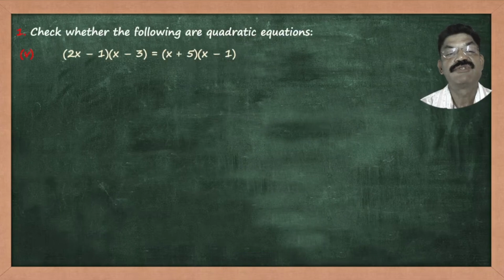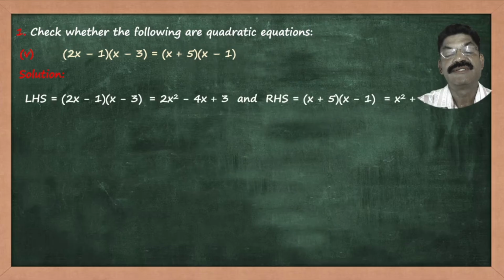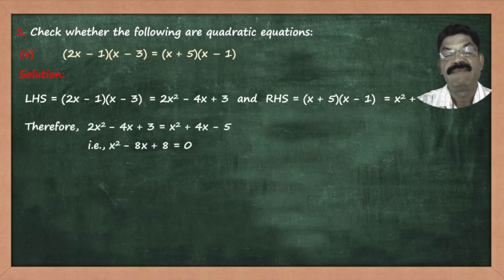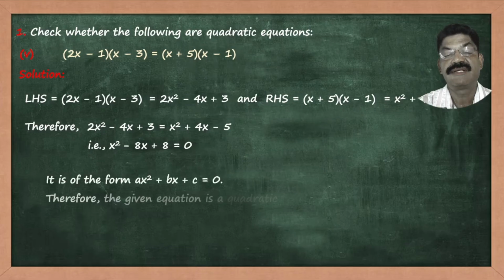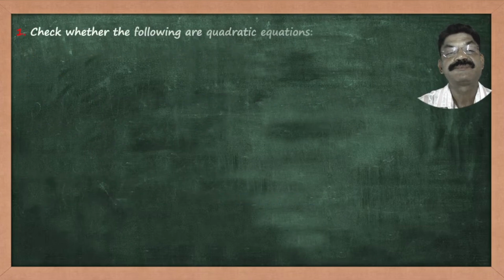Fifth problem, (2x minus 1) into (x minus 3) is equal to (x plus 5) into (x minus 1). In a similar way, the left hand side I multiply, I get 2x square minus 7x plus 3. The right hand side, both factors I multiply, I get x square plus 4x minus 5. I equate both sides. I am left with x square minus 8x plus 8 equal to 0 after simplification. Therefore, it is very well a quadratic equation. It is of the form ax square plus bx plus c equal to 0.